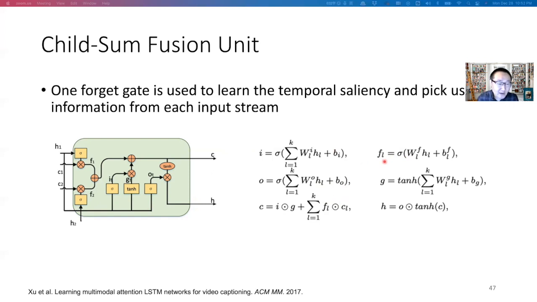The reason is that with the forget state multiplied with the context, we can pick the useful information for each input modality. With this multimodal LSTM model, we can accurately select the most informative information from the different modalities and make a prediction for each word.